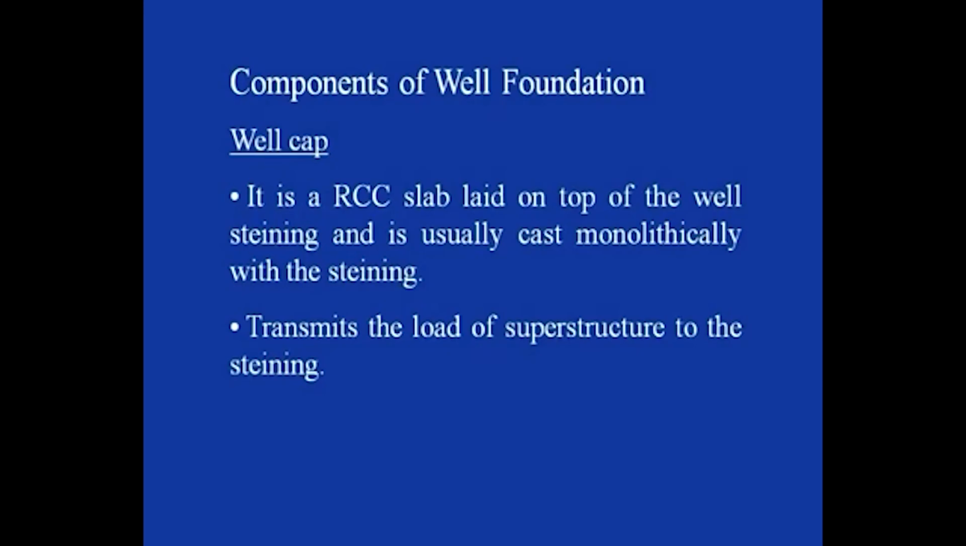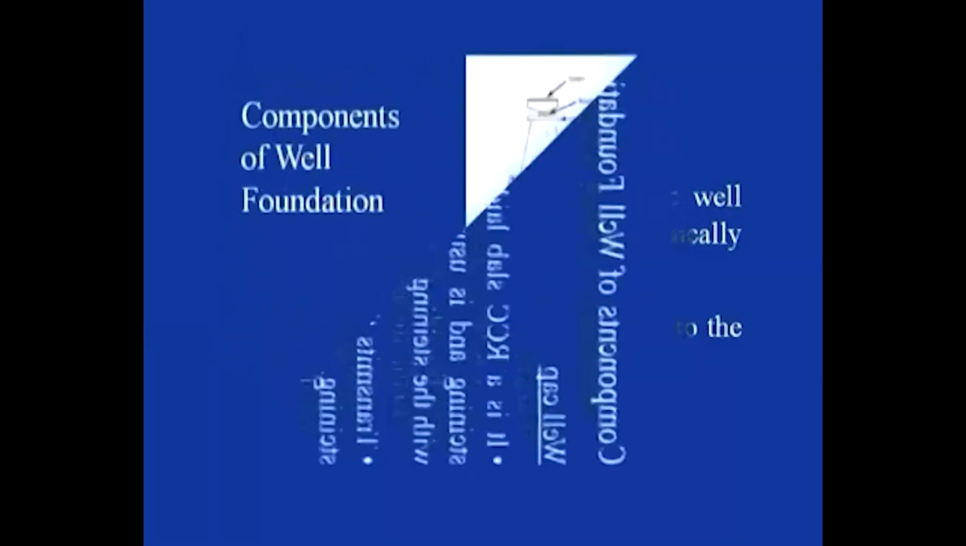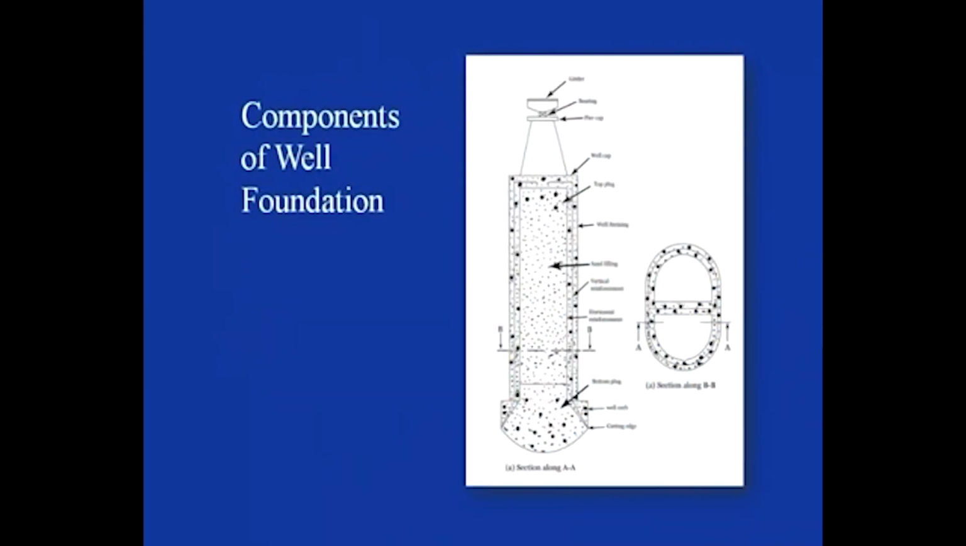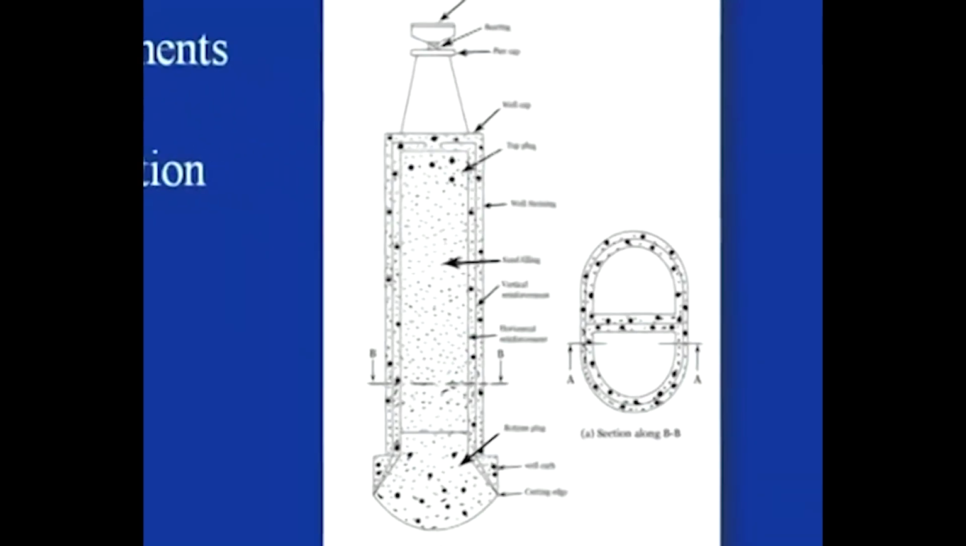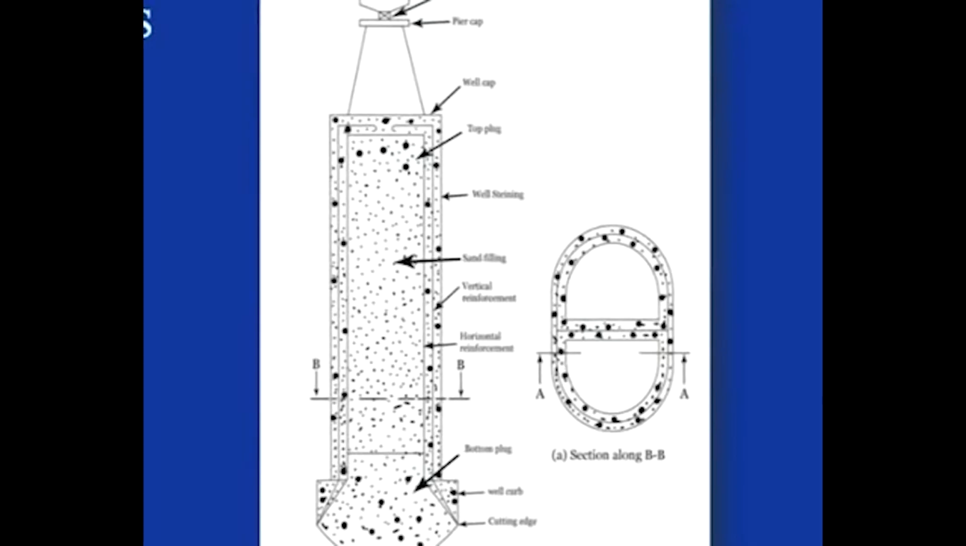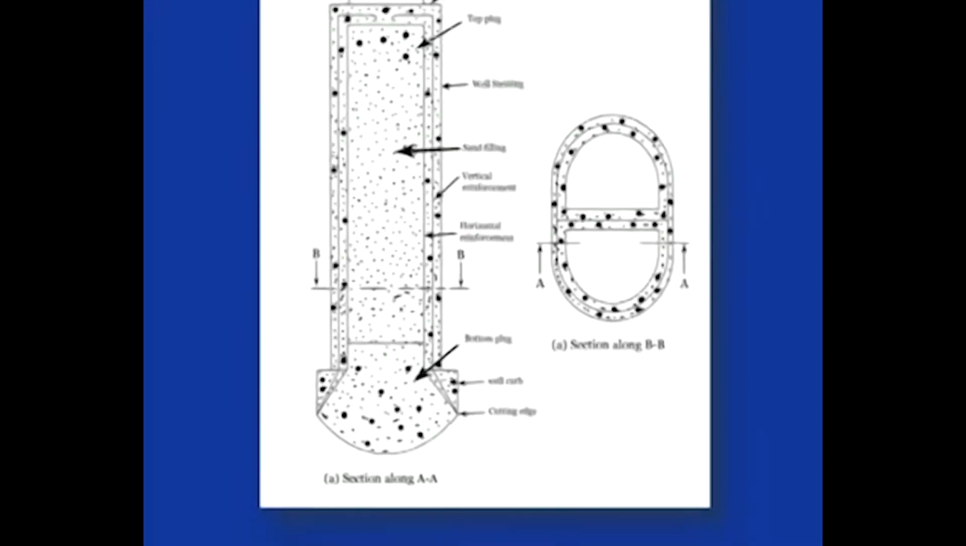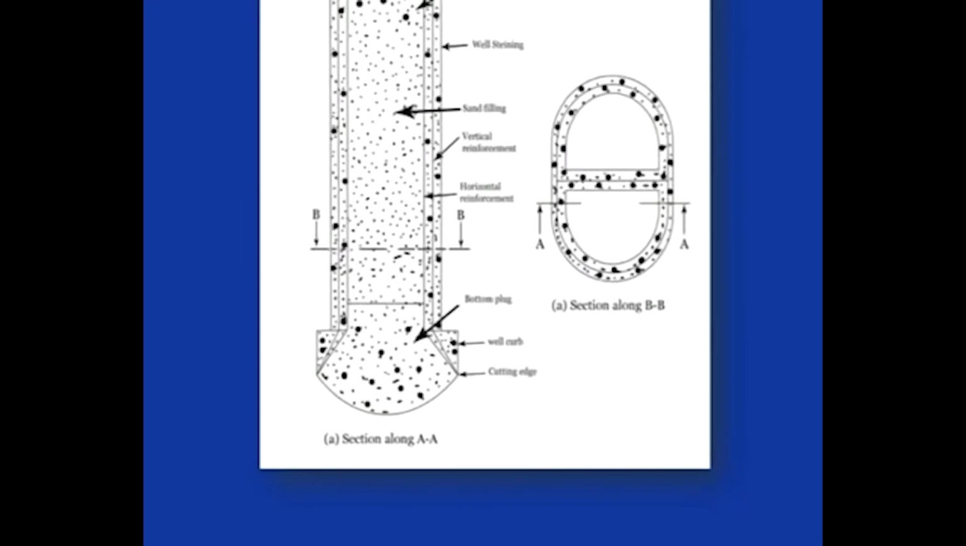This is an RCC slab which is laid on top of the well steining and is usually cast monolithically with the steining. It transmits the load of the superstructure to the steining. Again, let us look at this figure and try to understand how the function of this well cap works. The load which is coming from here comes to the well cap. This well cap is in contact with the well steining, and it transfers the load coming from the superstructure to the well steining.